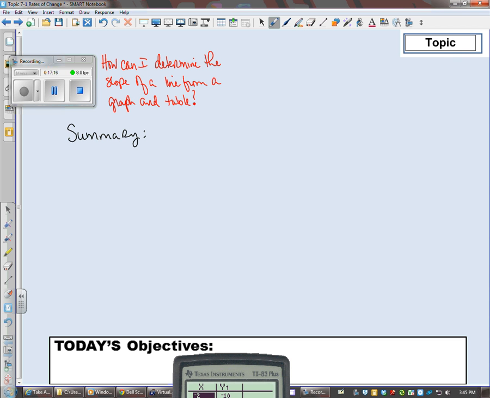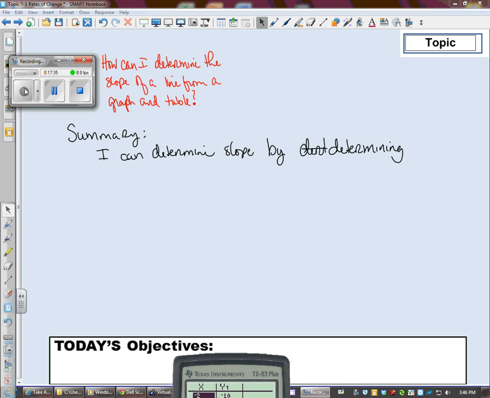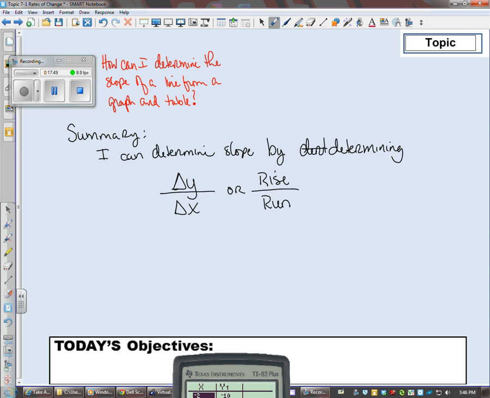So from a graph or a table, I can determine the slope by determining the change in y over the change in x. Or I look at the rise and run between two points.